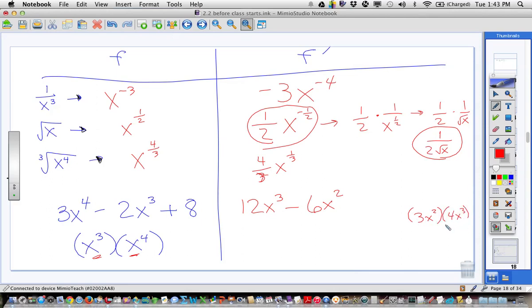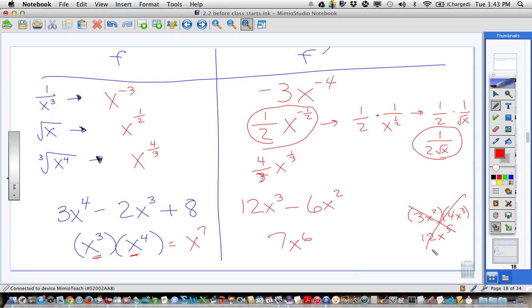Well, we know when we multiply that together, that's 12x to the 5th, right? Well, we also know that x cubed times x to the 4th is x to the 7th, right? Now, what's the derivative of x to the 7th? We know that's 7x to the 6th. Well, that is not equal 12x to the 5th. So, unfortunately, when we're multiplying things, we cannot just take their individual derivatives. We need to multiply them together and do something with them.